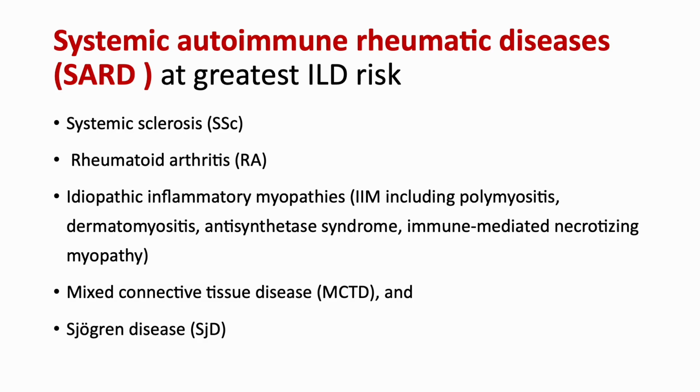So, what are the interstitial lung diseases which are covered in this guideline? This guideline paper includes the diseases which come under the umbrella of systemic autoimmune rheumatic diseases. These are the ones which have ILD as a greatest risk factor. These include systemic sclerosis, rheumatoid arthritis, inflammatory myopathies, which include polymyositis, dermatomyositis, antisynthetase, MCTDs or mixed connective tissue diseases, which may have a combination of various factors which may be positive, and Sjogren's disease.